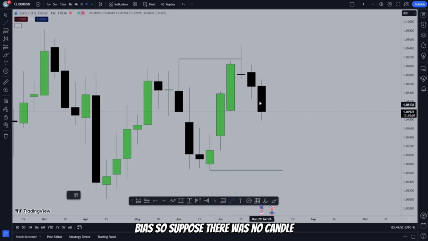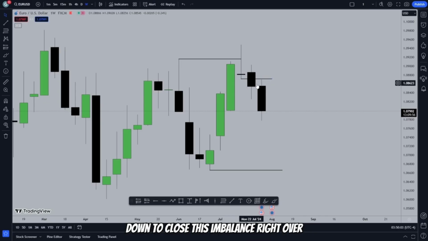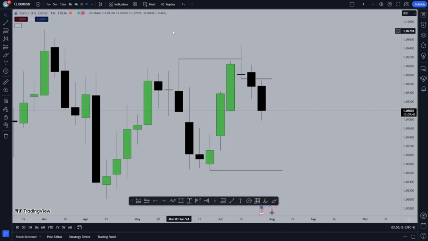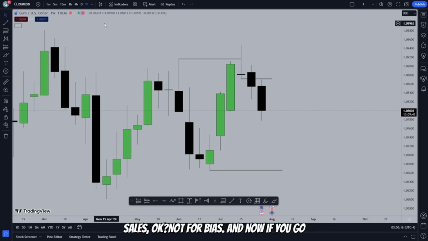So suppose there was no candle over here, right? So you can see that price just did a little bit of retracement towards the upside to close this imbalance right over here. It's a three relation theory. I already have a video on it on my channel. So now your weekly bias is bearish, right? And now for the week you will just look for sells, okay, not for buys.